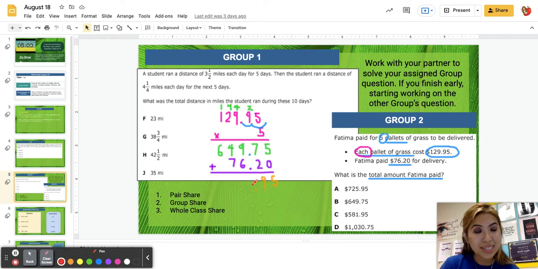I'm going to change the color because it's kind of hard to see the numbers. 9 plus 6 is 15. So put the 5, carry the 1. We have 1 plus 4 plus 7, which is 12. Then we have 1 plus 6, which is 7. Okay, so now we've gotten to our final answer. Our final answer is going to be A, $725.95.